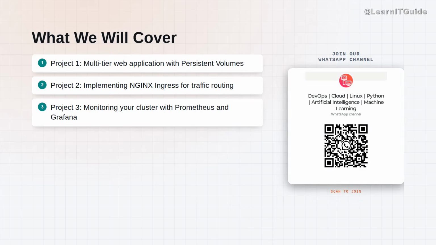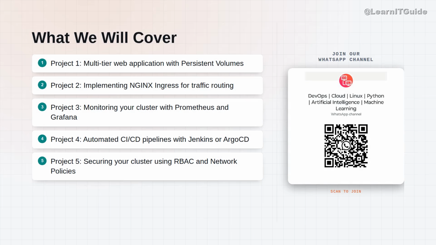Specifically, we will cover a multi-tier web application using persistent storage, implementing Ingress for routing, setting up full-stack observability with Prometheus and Grafana, building automated deployment pipelines, and finally, hardening your cluster security. These are the 5 pillars of a production-ready environment. So do not skip ahead. Watch all the way through to actually understand this properly.